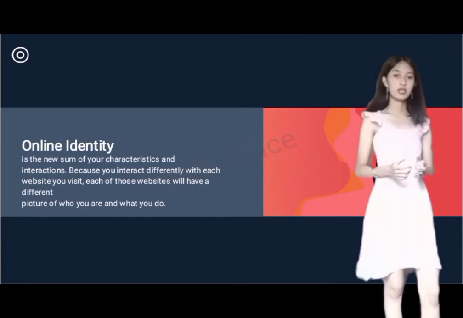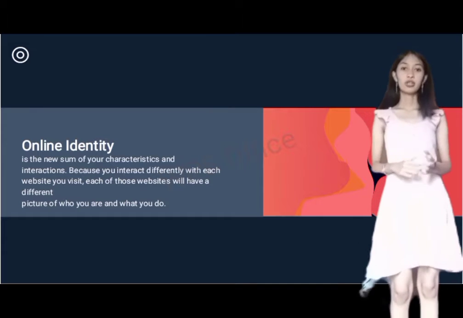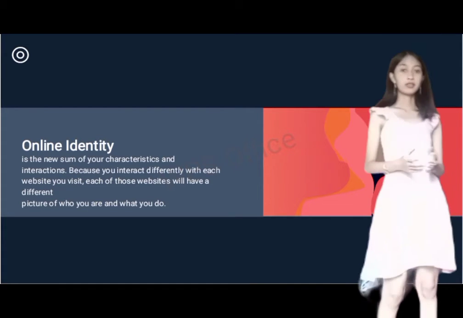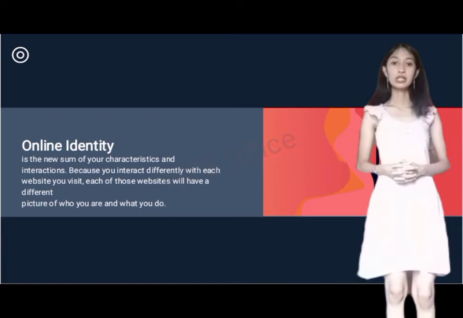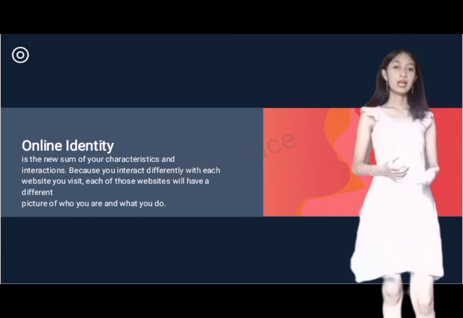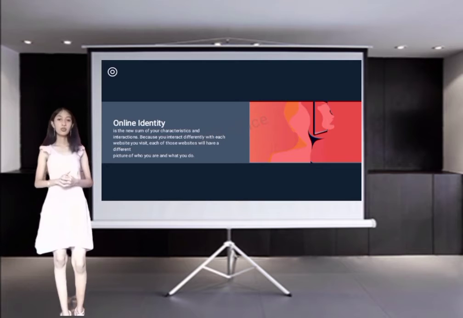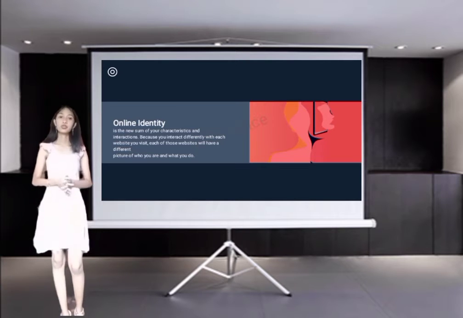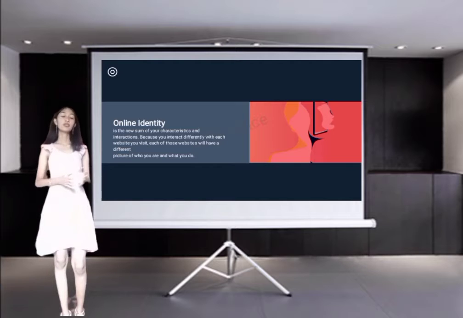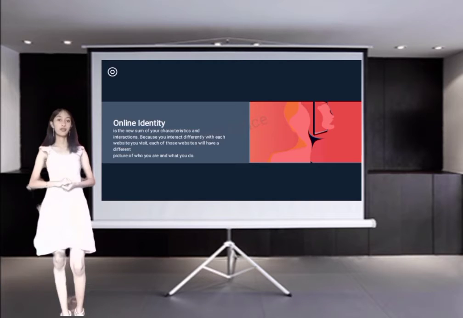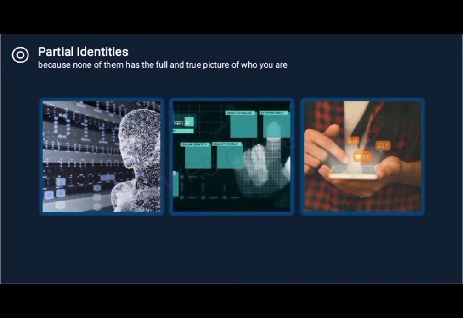So, online identity is also called internet identity or internet persona. It is a social identity that an internet user establishes in online communities and websites. Online identities are associated with users through authentication, which typically requires registration and logging in. Some websites also use the user's IP address or tracking cookies to identify users. It can also be considered as an actively constructed presentation of oneself. Sometimes the different representations of you are referred to as partial identities because none of them has the full true picture of who you are.